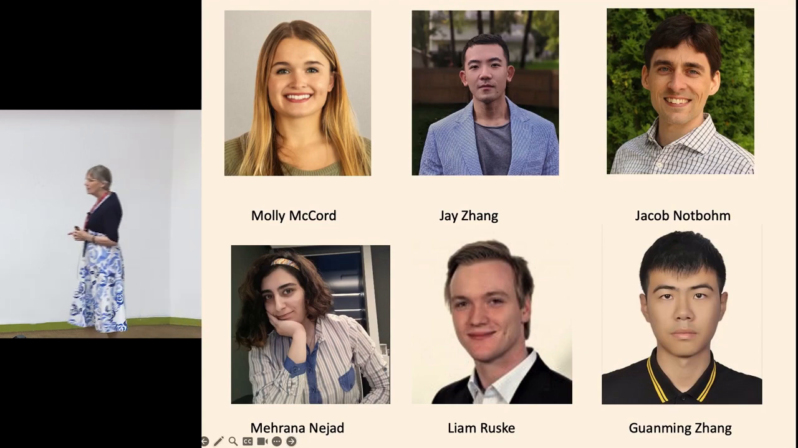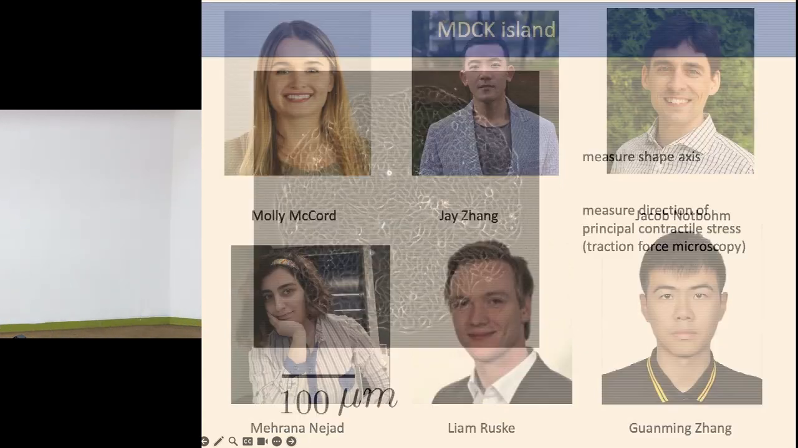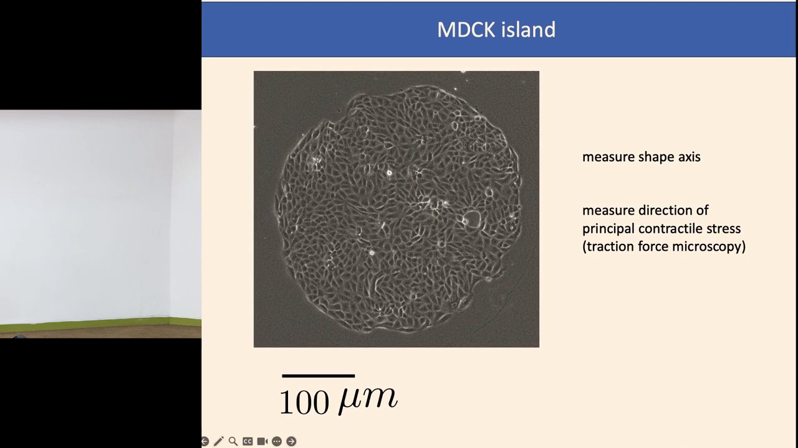And the system we're considering, the experimental system, is one of these layers again. MDCK islands of cells. And what my experimental colleagues did is first of all measure the director, which is associated with the shape of the cells. That's really what we've been talking about so far. The cells are elongated, so you measure a direction which is just the long axis of the cells.